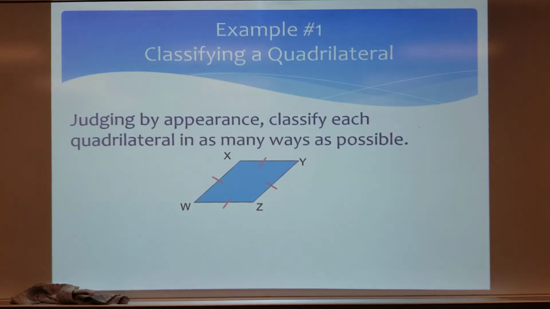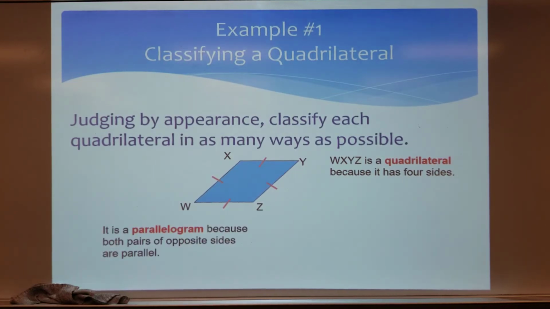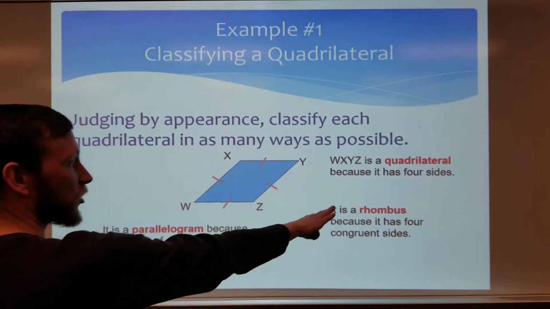This figure right here, WXYZ, if we're being very specific, we would call it a rhombus. And that means that it's also a parallelogram. It's obviously a quadrilateral because it has the 4 sides, the 4 angles. Parallelogram because the opposite sides appear to be parallel. And since all the sides are congruent, we know that it would be a rhombus. It has 4 congruent sides. So at its most specific, it's a rhombus.